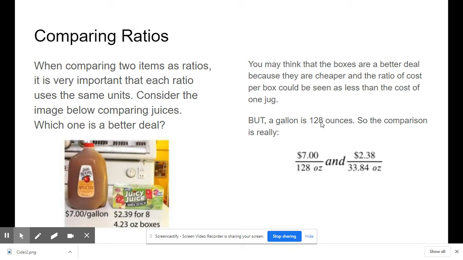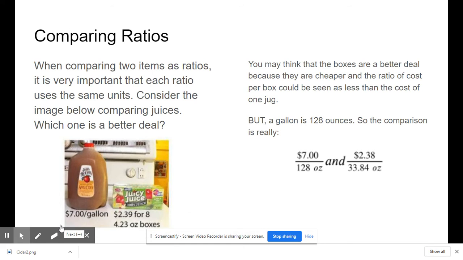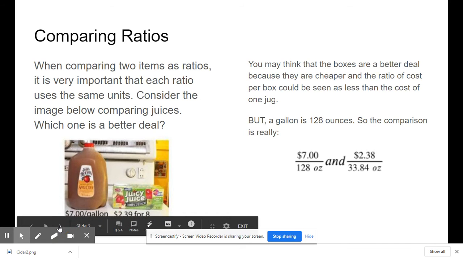But a gallon is 128 ounces. So the comparison is really $7 to 128 ounces and $2.38 to 33.84 ounces. $2.38 is a little bit under 2.5 times to $7. And if you multiply 33.84 times 2.5, you would not get 128. So in this case, the jug is actually a better deal than juice boxes if you're looking at the amount of dollars per ounce.